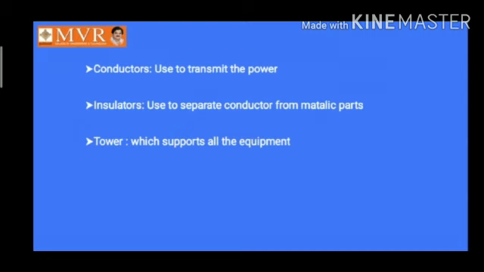Next, the tower. The tower is the structure which we are seeing. The tower will support insulators, conductors, and cross arms. The tower is a major device. If there is no proper construction of the tower, the system will collapse. So we have to take care about the tower. The tower is made up of steel, and it will be protected from corrosion. So we are going to paint the tower.